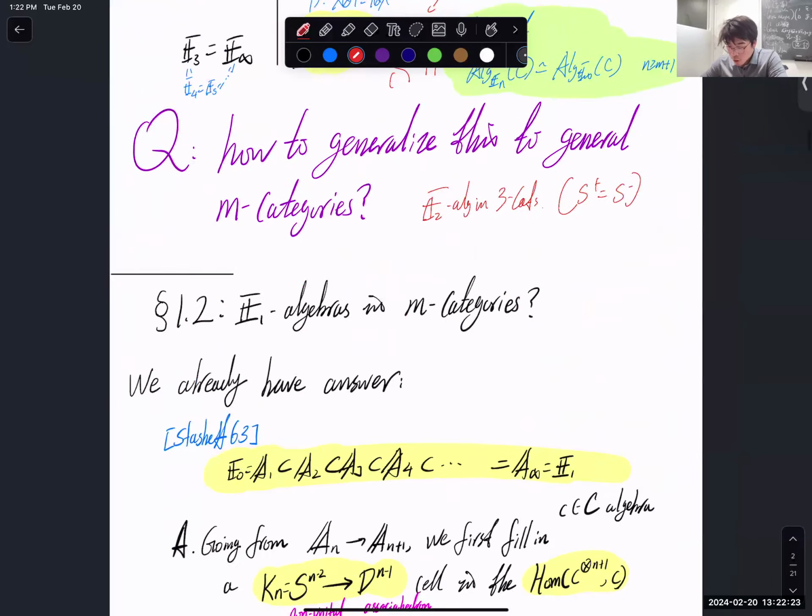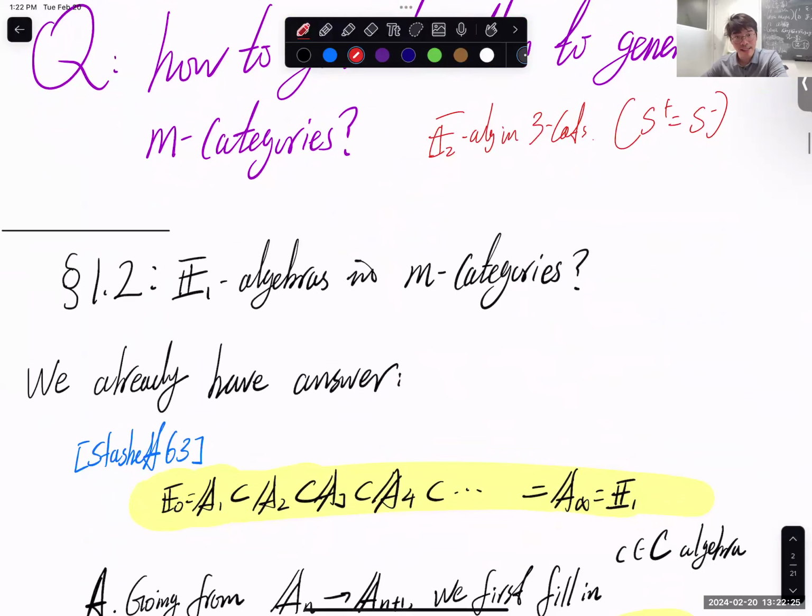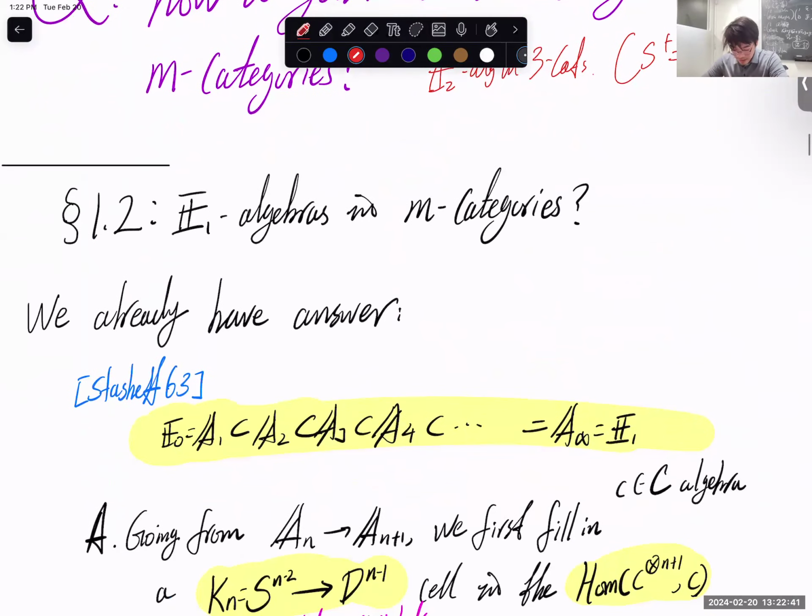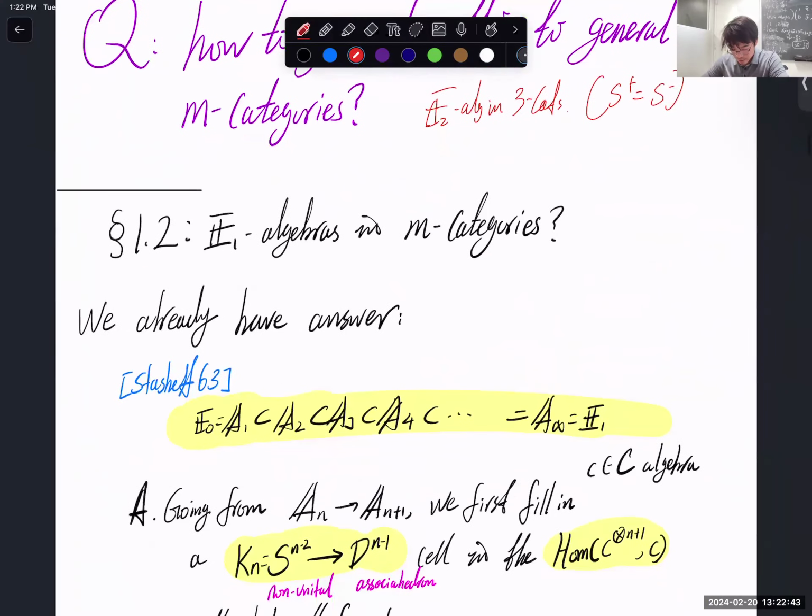Okay, so first, let's do the simplest case, and the case that's really understood, which is E1 algebras. How do we even just define a monoidal structure, some multiplication, on an M category? In fact, that's already answered by the first paper on the subject, which is Stasheff's 63 paper. Let me just quickly review what Stasheff's paper said.